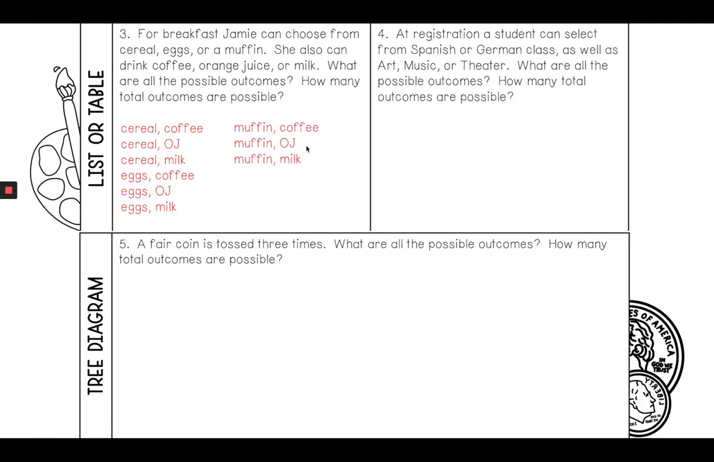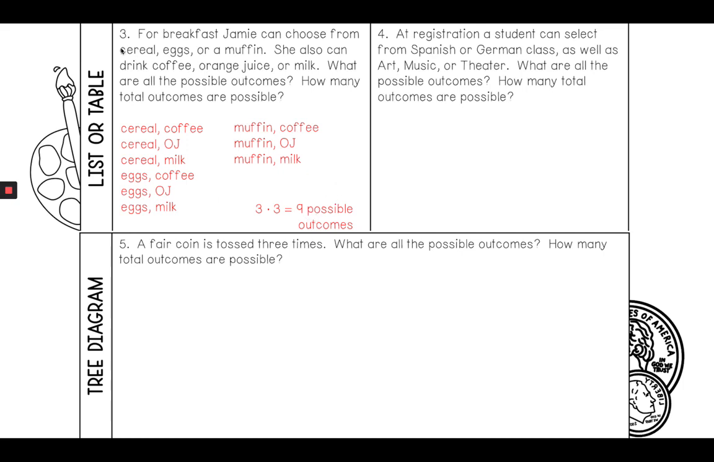And from that, I would then take the 3 total here times the 3 total there to give me 9 total outcomes. Now that's the quick way to do it. I could go through and count each time there are 3 cereals, 3 eggs, or 3 muffins based off of the drinks that are there, and that'll add up to 9 as well.